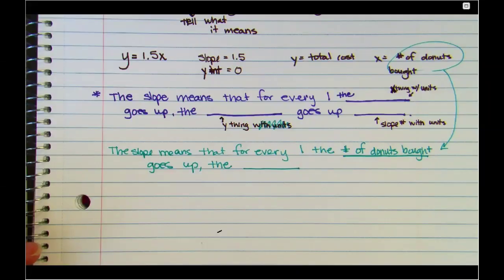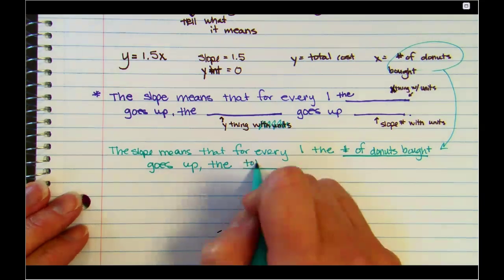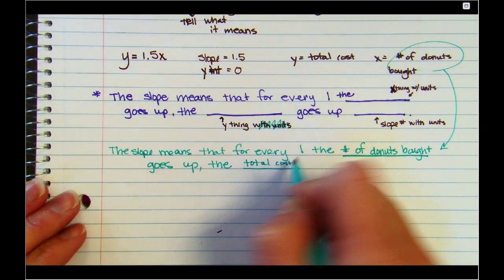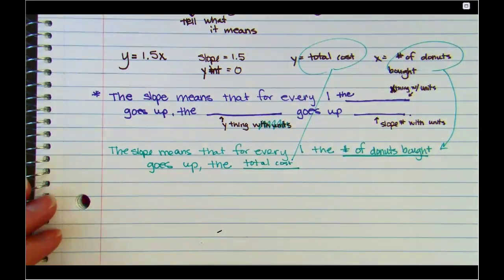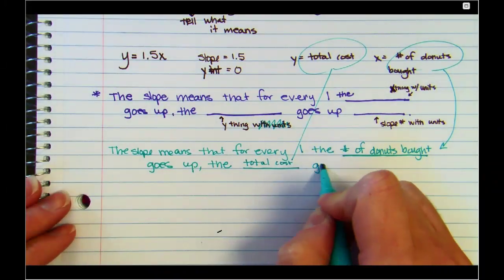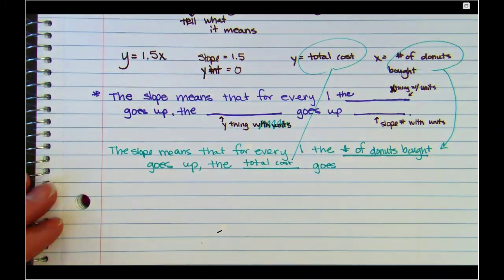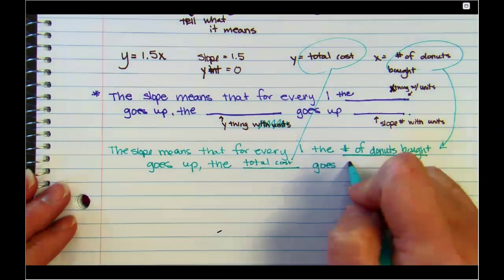What's the Y thing? Total cost. There's the Y thing, goes in there. Goes up. What's the slope? 1.5. Now let's talk about the units.